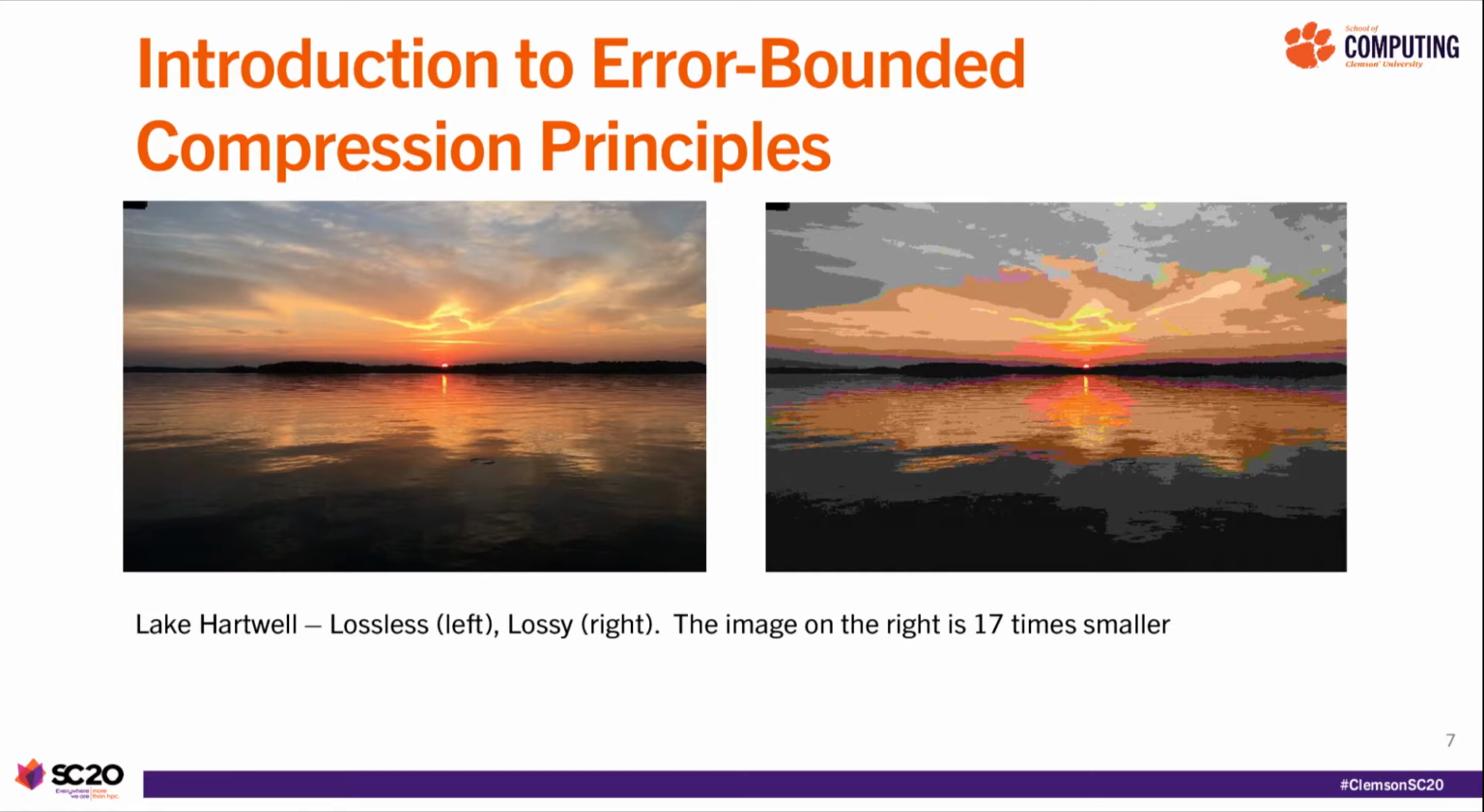Here I have two pictures of Lake Hartwell, a beautiful lake near the university which I attend. The left picture is losslessly compressed. Notice the fine gradations of color and the smooth textures that we can see. The picture on the right is lossily compressed. Notice how there are artifacts and rough edges where the colors kind of bleed in together. However, the image on the right is 17 times smaller. Error-bounded lossy compression seeks to set a middle ground between these two images.